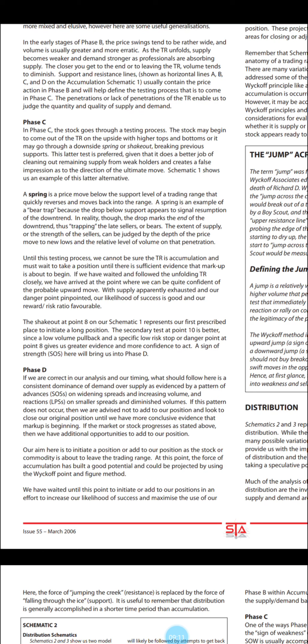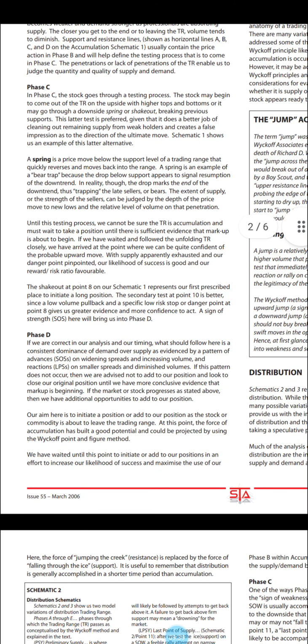A spring is a price move below the support level of a trading range that quickly reverses and moves back in range. A spring is an example of a bear trap because the drop below support appears to signal resumption of the downtrend. In reality, though, the drop marks the end of the downtrend, thus trapping the late sellers or bears. The extent of supply or the strength of the sellers can be judged by the depth of the price move to new lows, and the relative level of volume on that penetration. Until this testing process, we cannot be sure the trading range is accumulation and must wait to take a position until there is sufficient evidence that markup is about to begin.